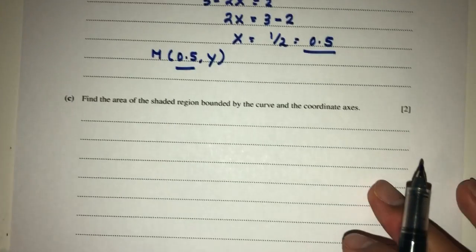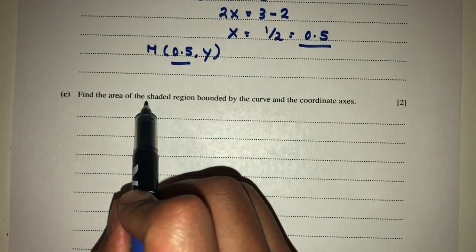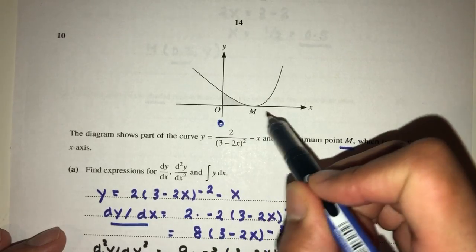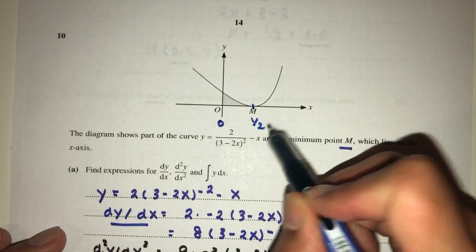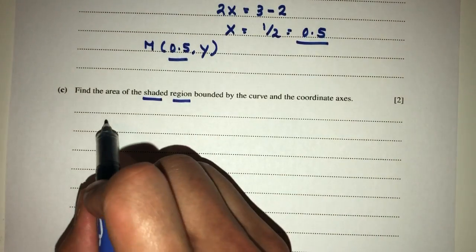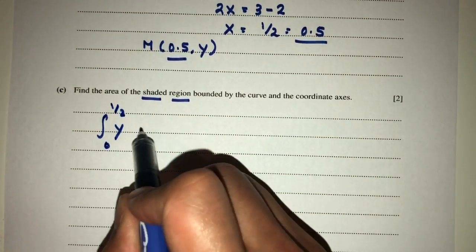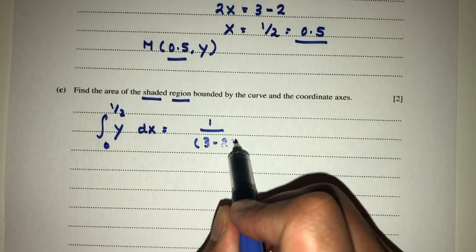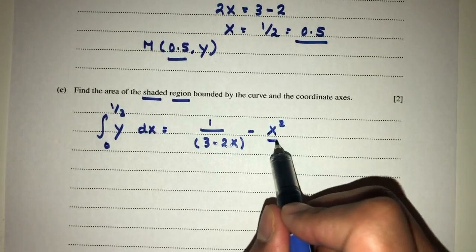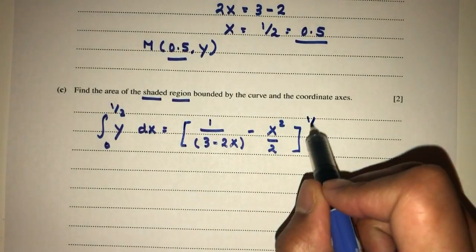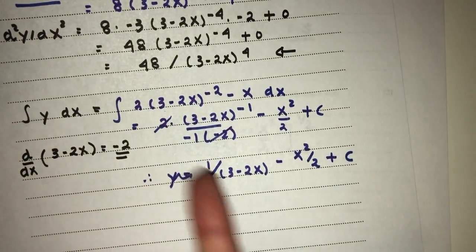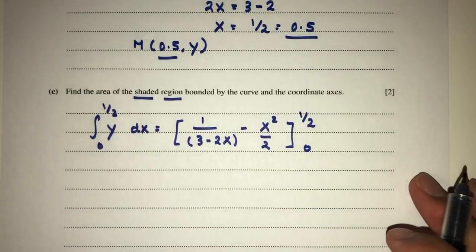That is B. Now for part C, we have to find the area of the shaded region. If you observe, it's pretty easy. It is the area below the curve from this point 0 to the point here, which is half. So the integration of y from 0 to half by dx. That will be 1 over (3 minus 2x) minus x squared over 2, with limits of half and 0. Where did I find this? It is found from part A, where we had to find this already. Now I just replace the values in, and we'll see what happens.